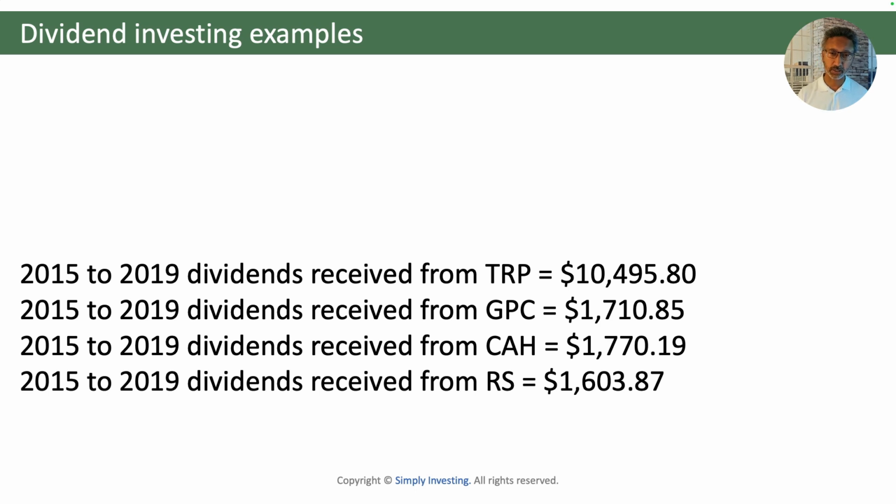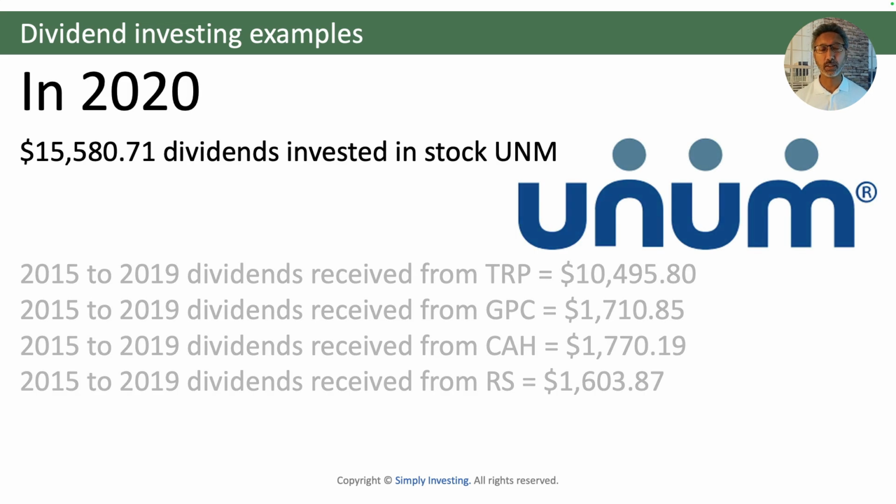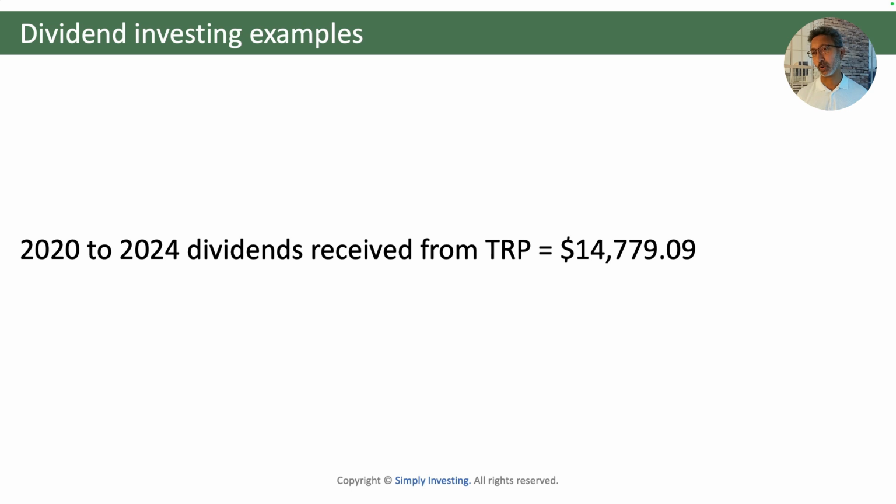So let's add up all the dividends from the 4 companies that this investor owns. And you can see that in 2020, they took all that money, which was $15,580, and invested it into this company here. The stock symbol is UNM. And we're going to do one more, and then we're done.